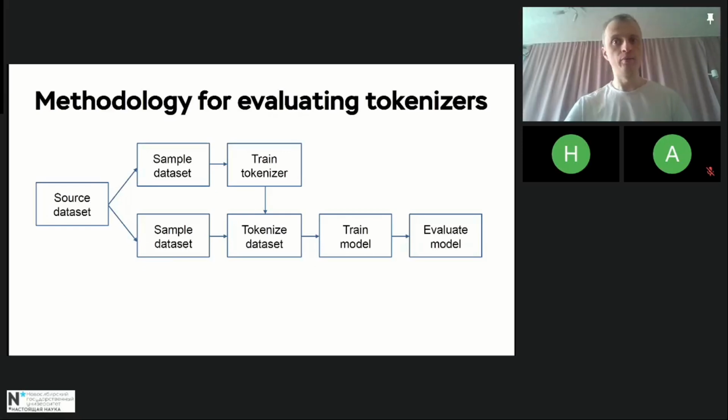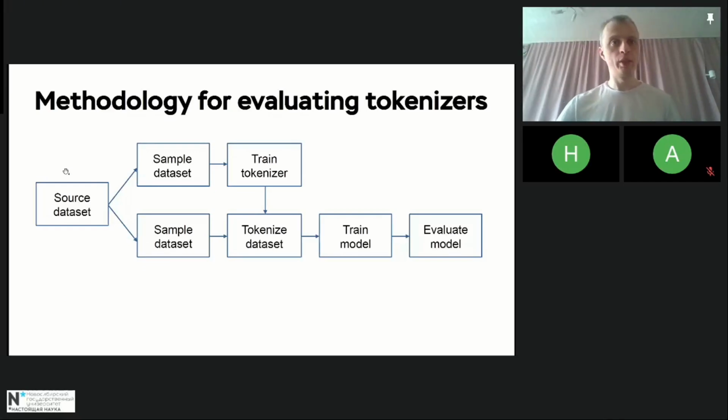We propose the following pipeline for evaluating tokenizers. We begin with a source data set and sample 2 subsets. It is important to sample data with the same probability as they are present in source data set. Then we train the tokenizer using the first data set and tokenize the second data set using the trained tokenizer. Then we train a model and evaluate it.